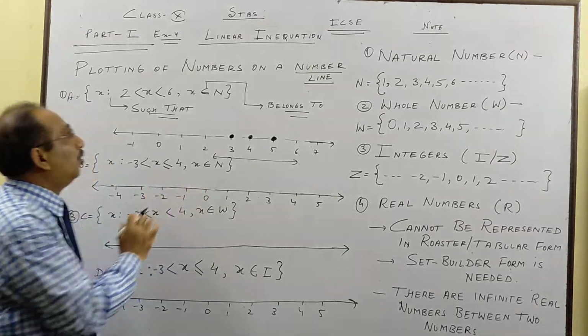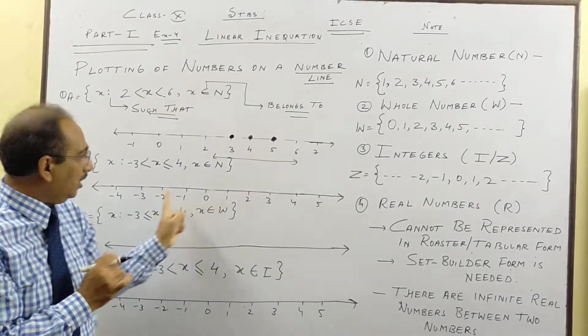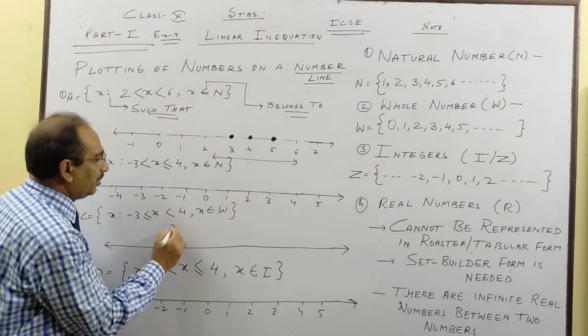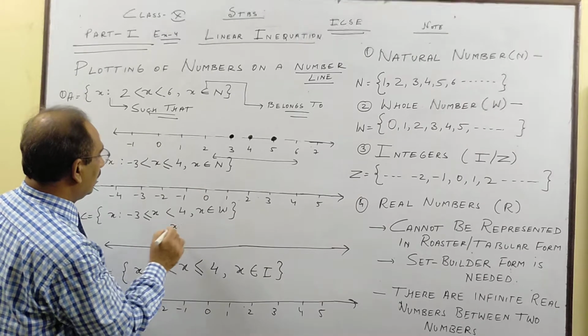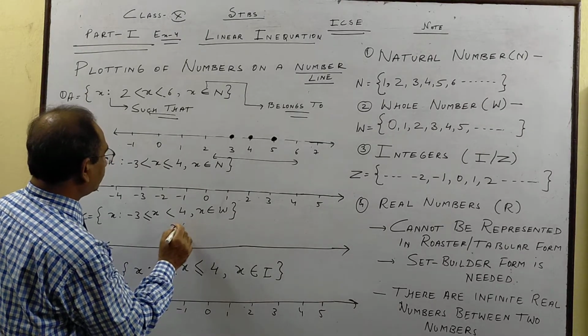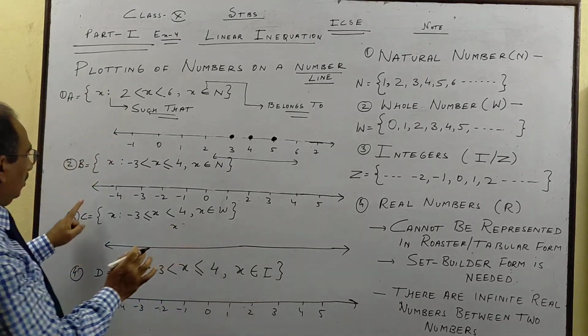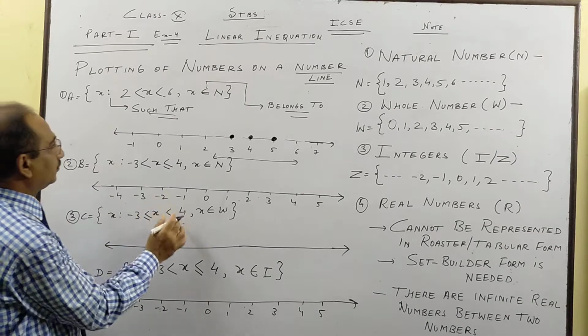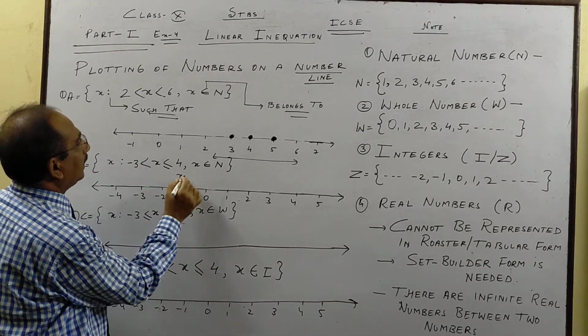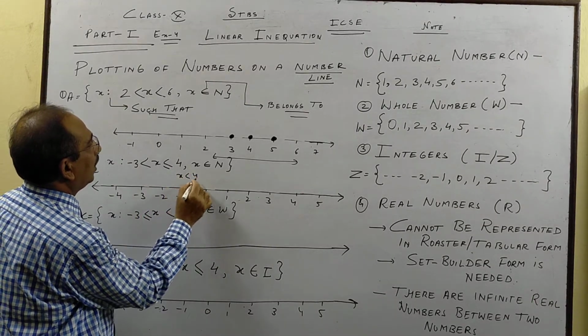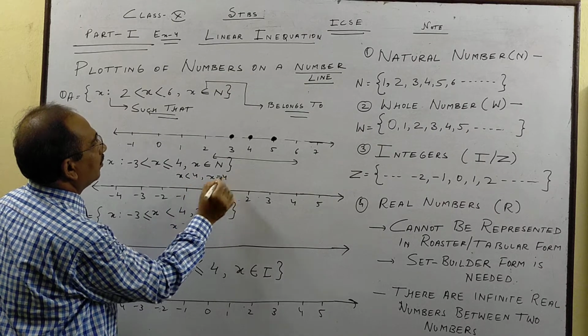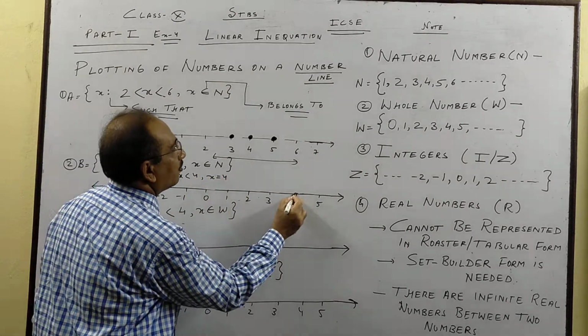Less than or equal to 4 means here it was less than, you leave it. Equal to means this has a meaning. It is less than this question. Sorry, see here. x is less than 4 as well as x is equal to 4. So here I'll take 4.